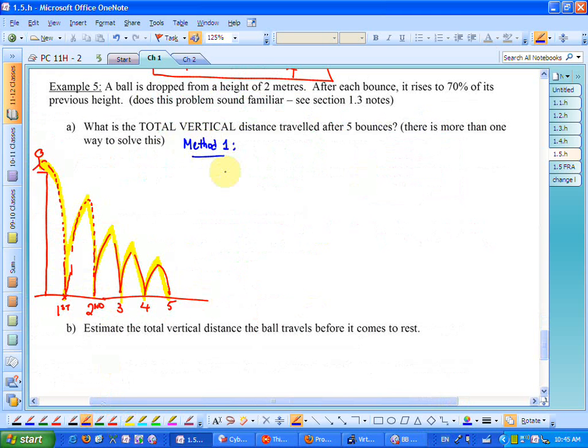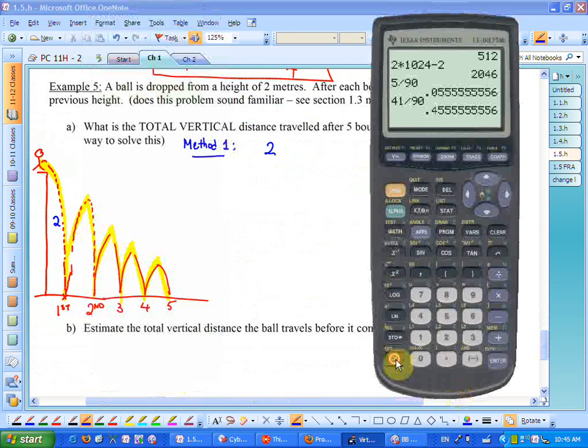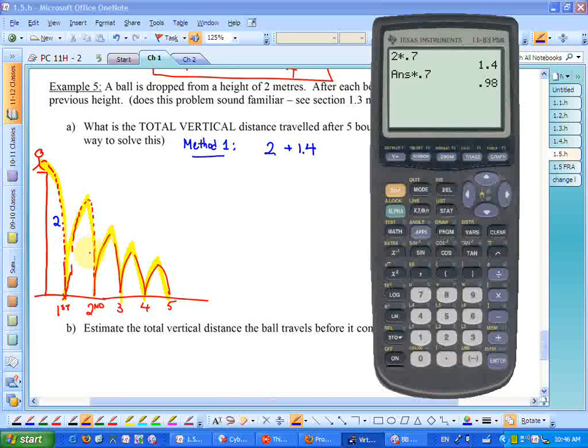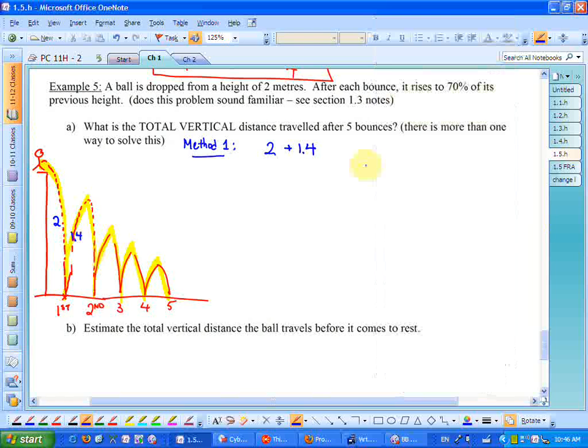By the way, what are these measurements? The first one is going to be 2 meters, right? Going down, 2 meters. What's the next one after that? Since it goes up to 70% of its previous height, take your calculator, take 2 times what number? 0.7, good, which gives us 1.4. And then what's next? 1.4 times 0.7. So the next one is 0.98.